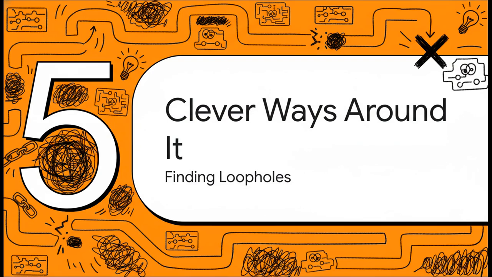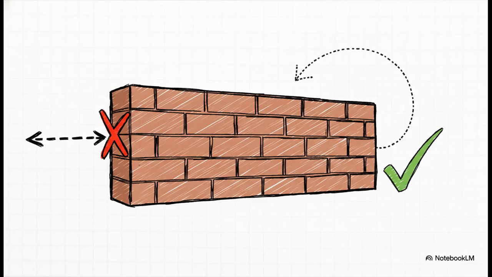Now, that sounds like game over, right? A total dead end. But this is where the story actually gets really, really interesting. See, a no-go theorem doesn't stop scientists. It doesn't make them give up. It just forces them to get incredibly clever. And this is a super important point.